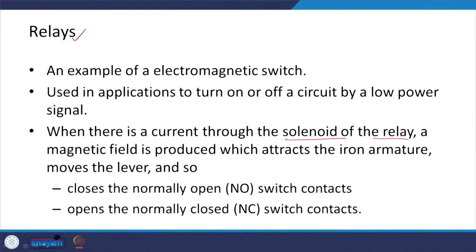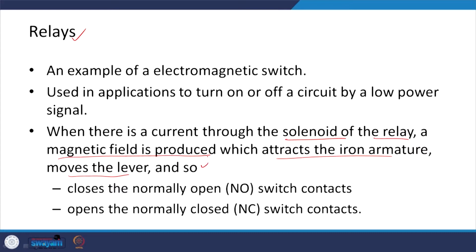When there is a current through the solenoid of the relay, a magnetic field is produced, which attracts the iron armature. And this moves the lever.